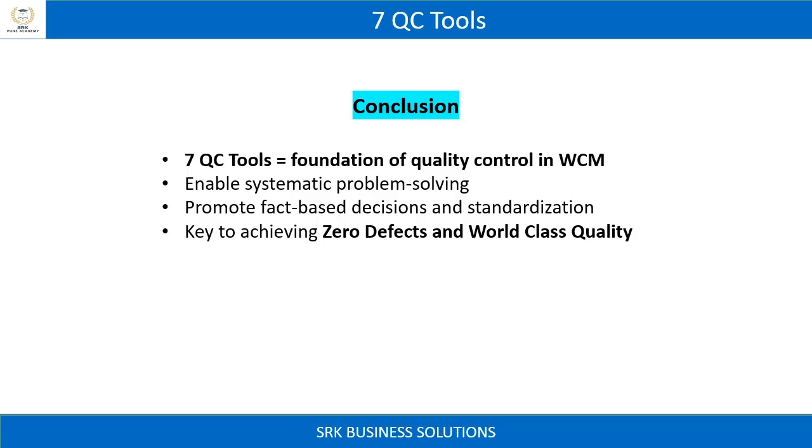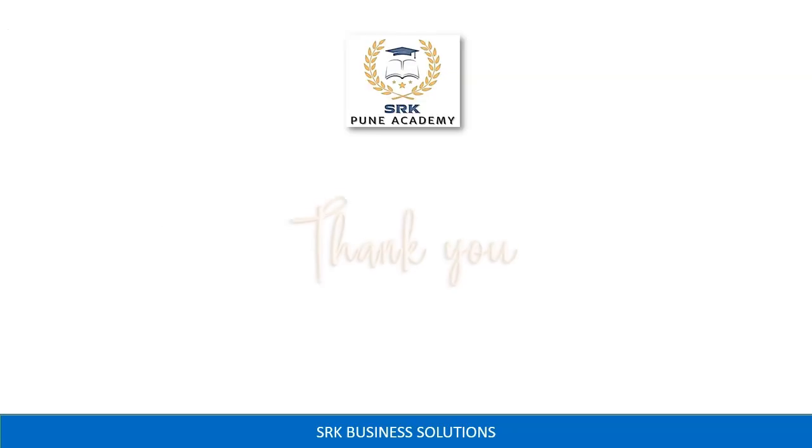In conclusion, the 7 QC tools are the foundation of quality control in world-class manufacturing. They provide simple, visual, and effective ways to solve problems and drive continuous improvement. By using these tools, organizations can achieve zero defects, reduce costs, and build a culture of excellence. Together, the 7 QC tools are not just problem-solving methods, they are stepping stones toward becoming truly world-class.